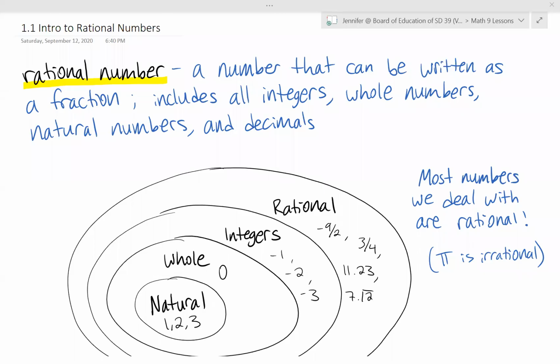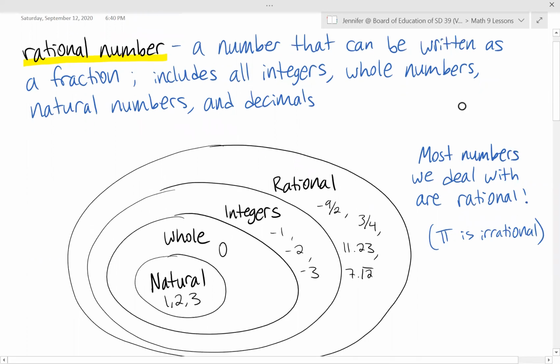This is lesson 1.1, Introduction to Rational Numbers. A rational number is a number that can be written as a fraction. This includes all integers, whole numbers, natural numbers, and decimals, both terminating and repeating. Most of the numbers that we deal with in Math 9 and through most of high school math are rational numbers.